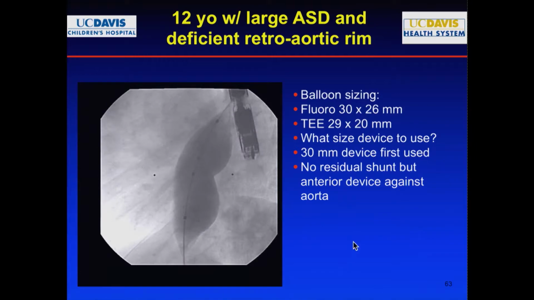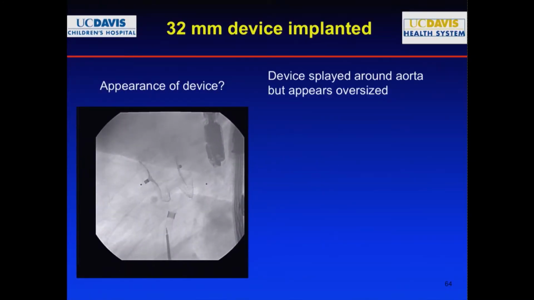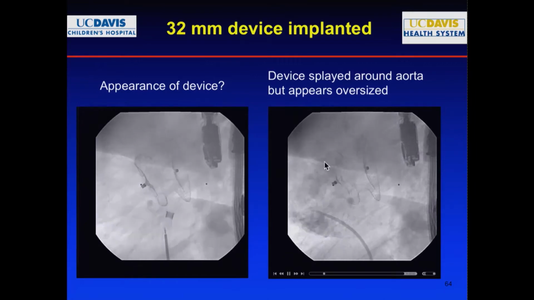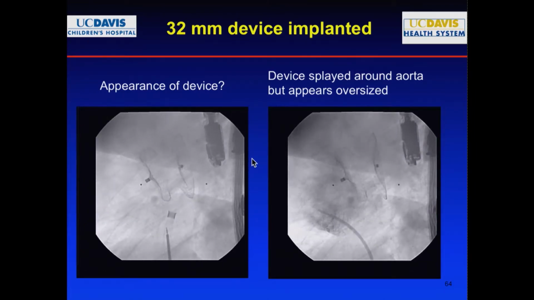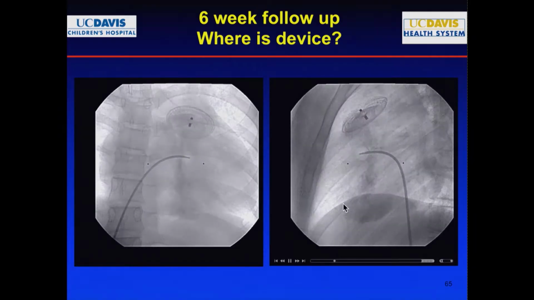Another 12-year-old with a large device. This is a colleague of mine. This is also when I was in Houston. What do you do? So we basically end up putting a big device in. Looks pretty good. It's splayed around the aorta, and this was a pretty good result until it fell into the outflow tract right here. So now what do we do?